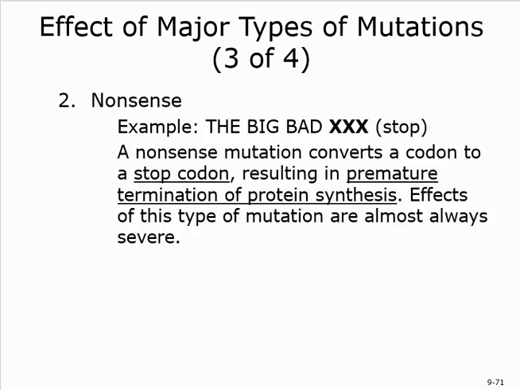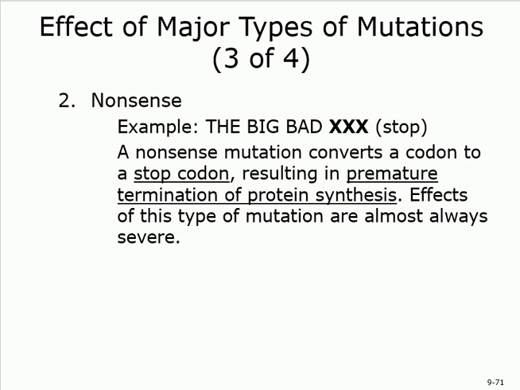Nonsense. The big bad was a cat. A big bad cat. Instead of cat, you change the code and now it means stop. Okay? So that will be the nonsense. And this will lead to premature termination of the protein, and this type is usually the severe type.